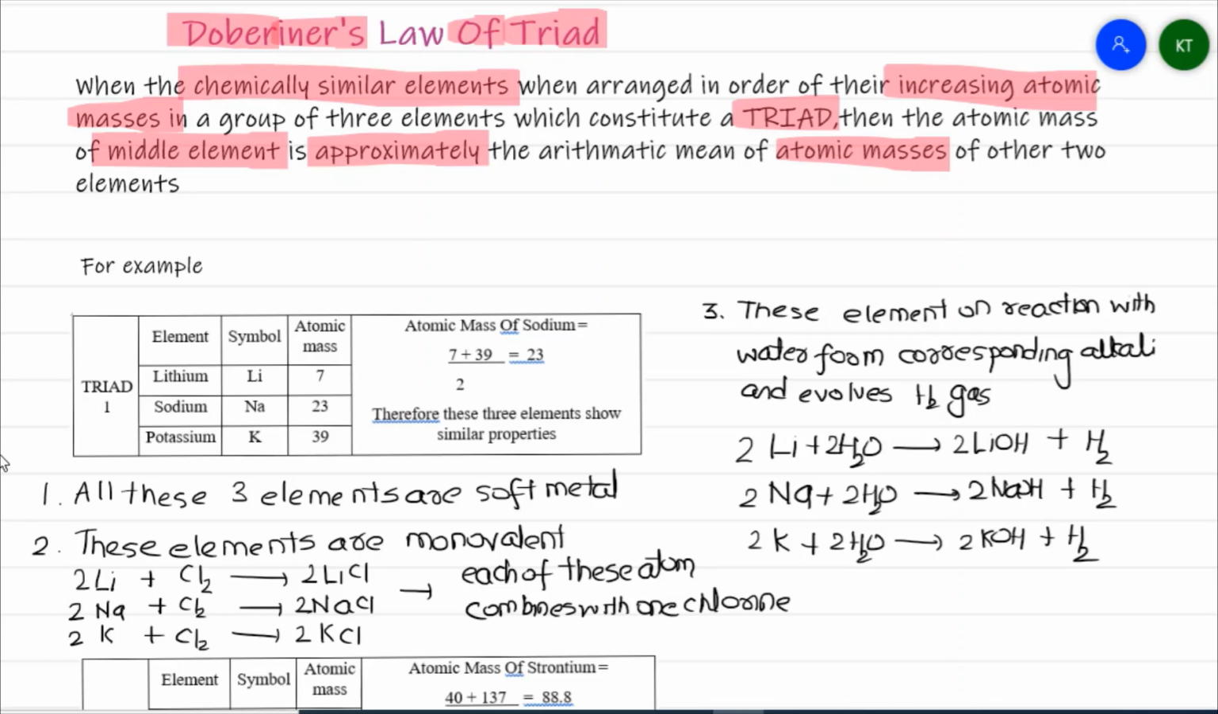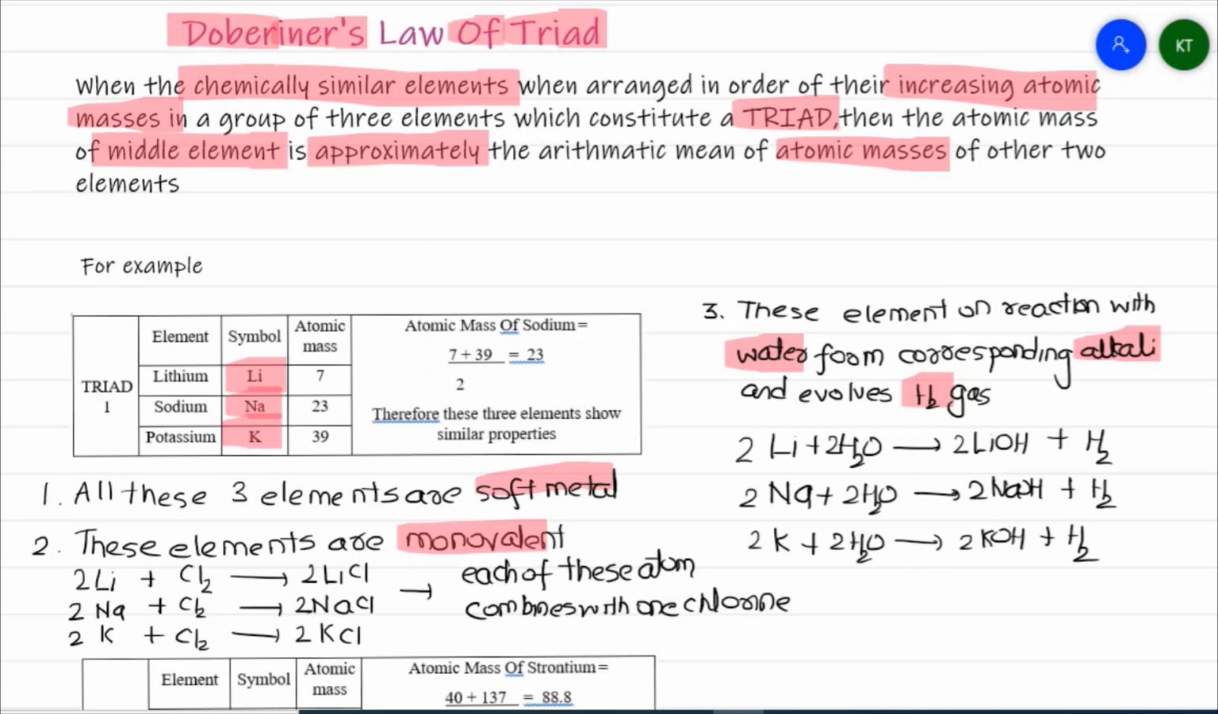So I have three elements: lithium, sodium, potassium, possessing similar chemical properties. That means they are soft metals, they are monovalent, and they react with water so as to form the corresponding alkali and evolve hydrogen. So the first condition is satisfied.